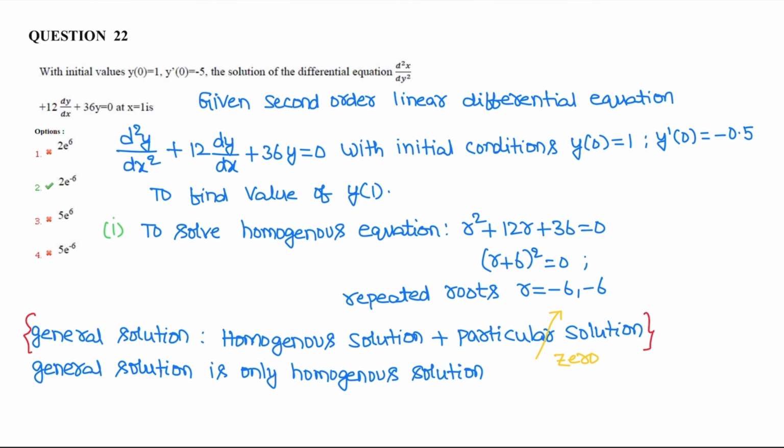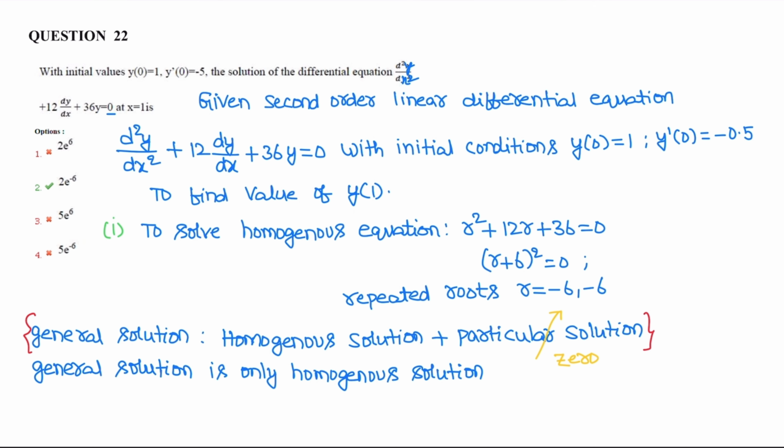Next, question number 22. With initial values y of 0 is equal to 1 and y dash of 0 is equal to minus 5, find the solution to the differential equation d square y by dx square plus 12 dy by dx plus 36y is equal to 0 at x is equal to 1. Here the particular solution is 0 because the right hand side is 0. The general solution consists of only the homogeneous solution.